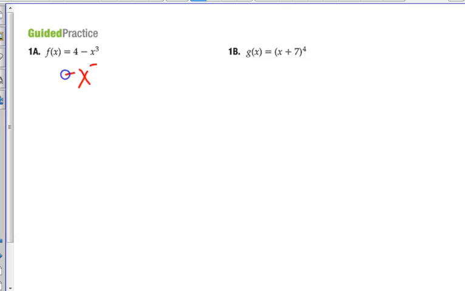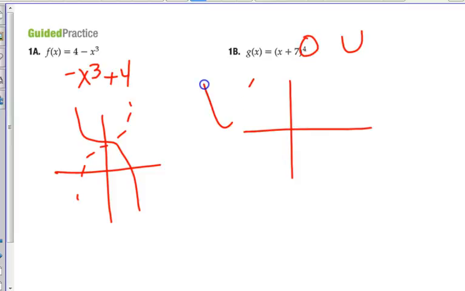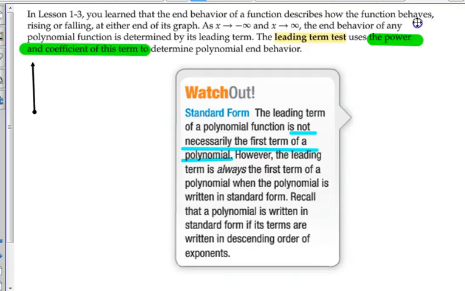This one is a negative x cubed that's been shifted which way? Up 4. So it's up here. Normally a cubic looks like this, but this negative makes it go this way. Degree 4, it's a U shape that's been shifted where? Left 7. It'd be over here somewhere.